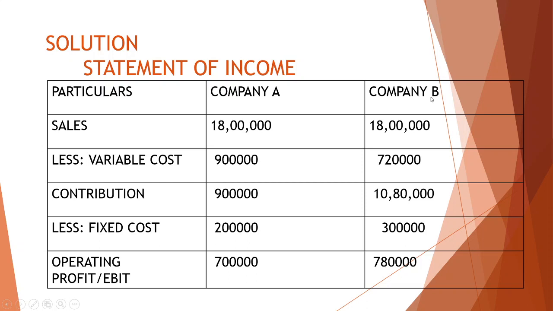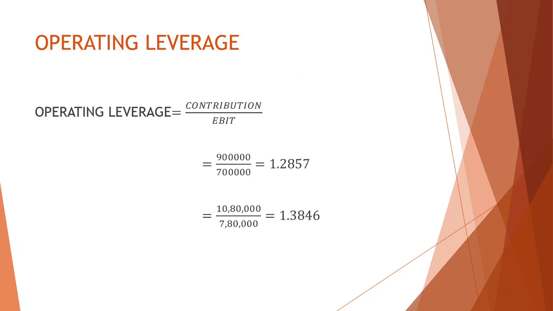In case of company B, the sales 18 lakh rupees, variable cost is equal to 7 lakh 20,000 and the contribution 10 lakh 80,000 rupees. From this, we have to deduct the fixed cost. It is rupees 3 lakh. So, the operating profit, EBIT, earnings before interest and taxes, is 7 lakh 80,000 rupees. So, the next step is we are going to find out the operating leverage. So, operating leverage is equal to contribution divided by earnings before interest and taxes.